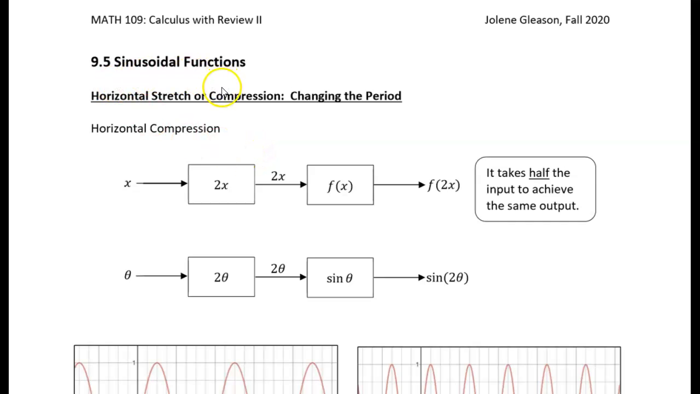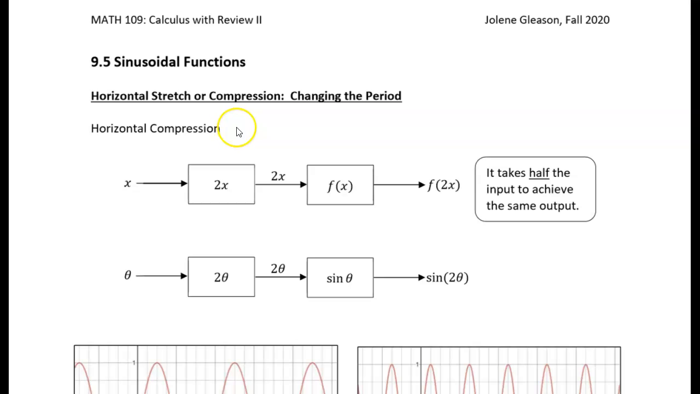All right, so the title of this section is sinusoidal functions. Now, sinusoidal functions includes sine and cosine. Those are both considered to be sinusoidal functions. I think a more appropriate title for this section would be horizontal transformations.